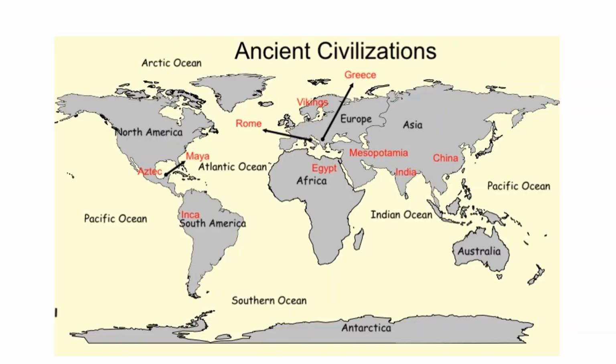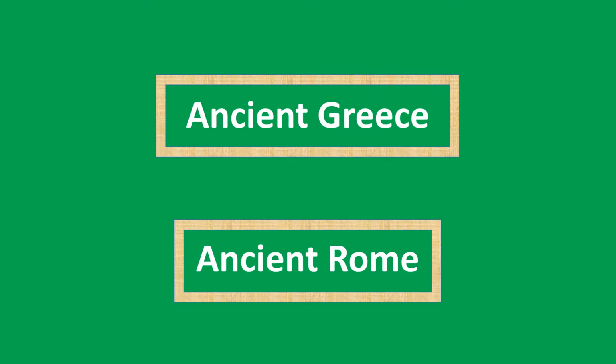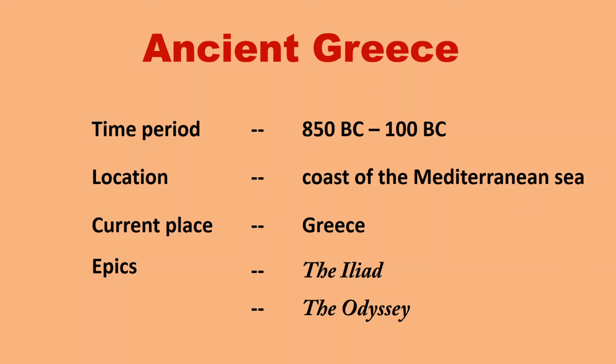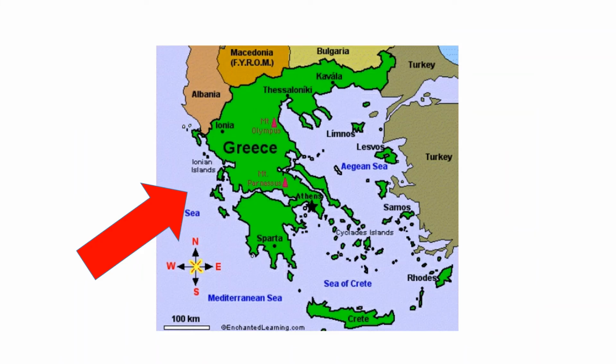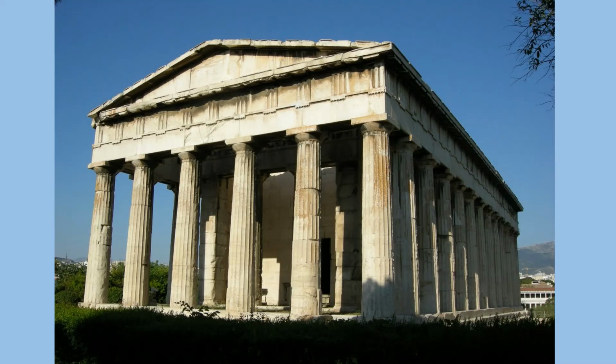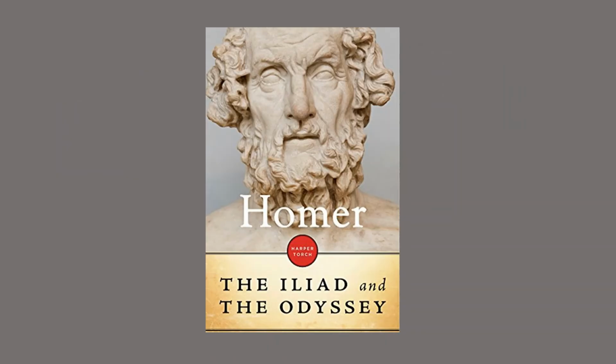Other than these civilizations, we will deal with two more civilizations, and they are ancient Greece and ancient Rome. When we take the case of ancient Greece, the time period is roughly from 850 BC to 100 BC. The ancient Greek civilization was located in the southeast of Europe along the coast of the Mediterranean Sea. And now this place is part of the nation Greece, of which Athens is the capital. And it is the birthplace of epics like the Iliad and the Odyssey.